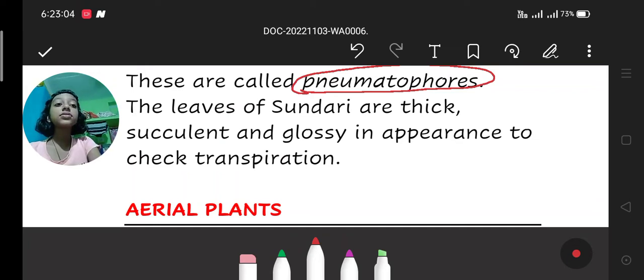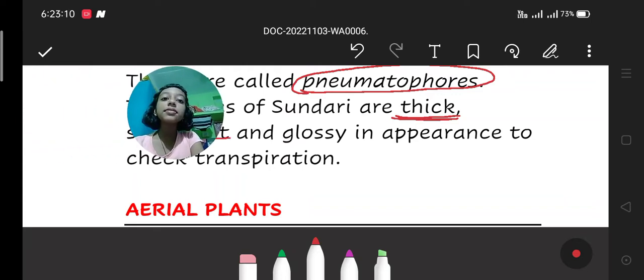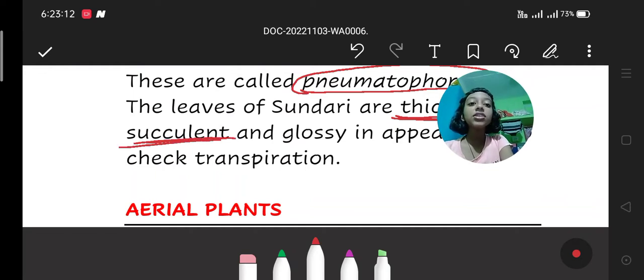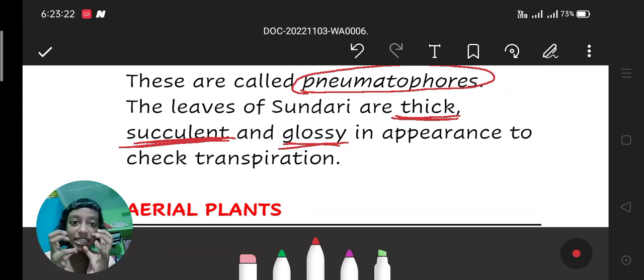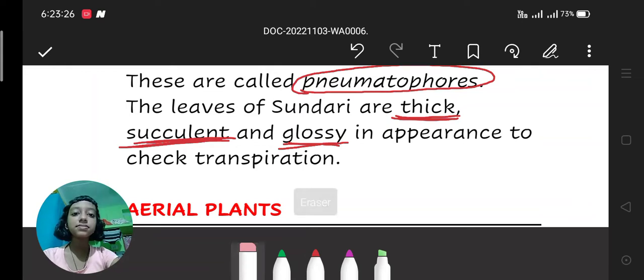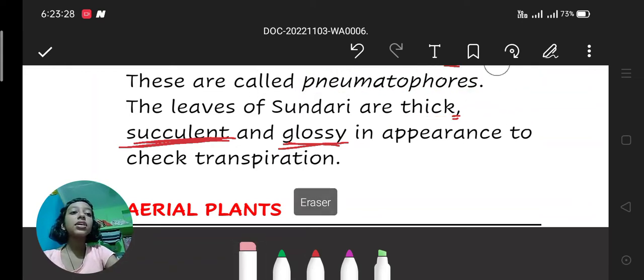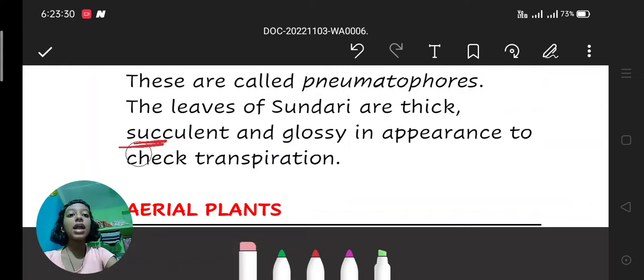The leaves of Sundari are thick, succulent. What is the meaning of succulent? Succulent means fleshy, inside which some food or water is contained. Glossy in appearance to check the transpiration. Clear? Enough. Now let's move to aerial plants. No doubt in halophytes.